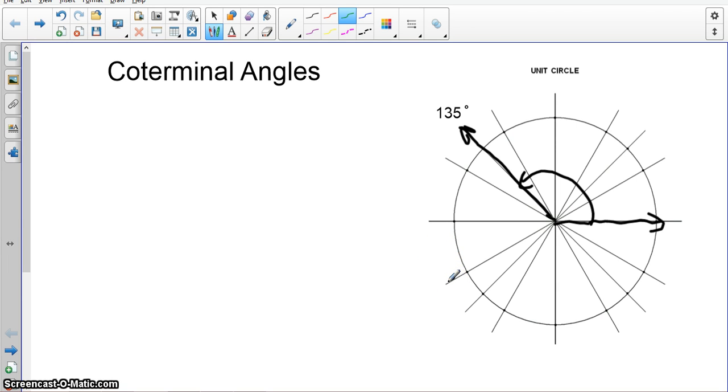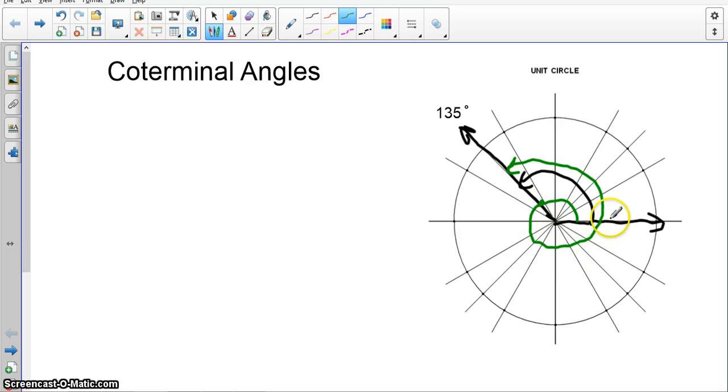An angle that is coterminal to that would be one that we would draw like this, starting here and then wrapping around like that. That would be an angle that would be coterminal because it would stop right here at the 135 degrees. Okay? Now, how many degrees is that? Well, 135 degrees, what did we do? We went to 135. Okay?